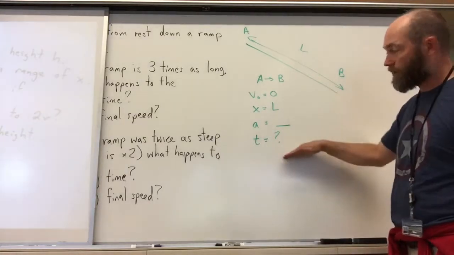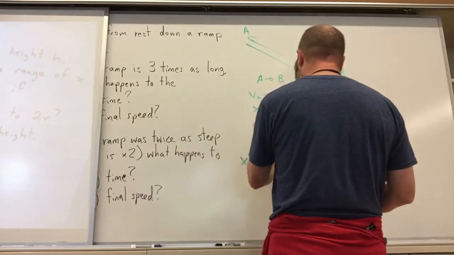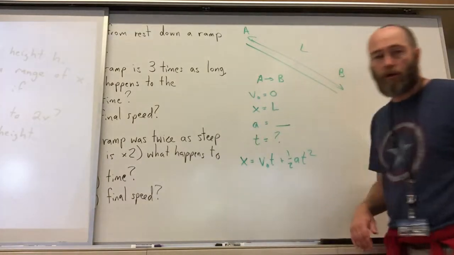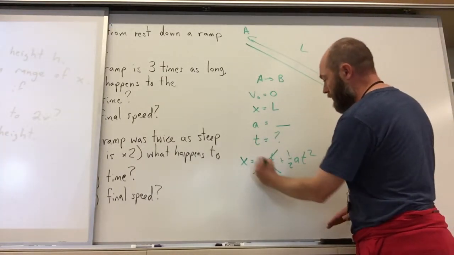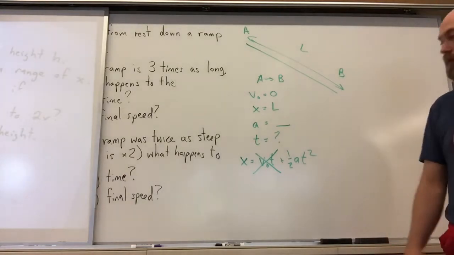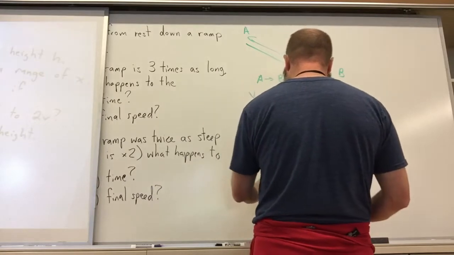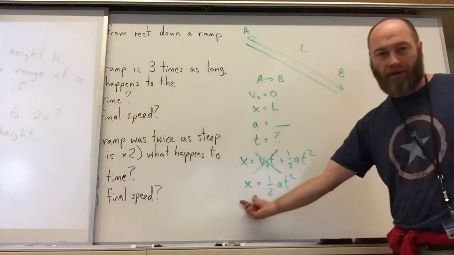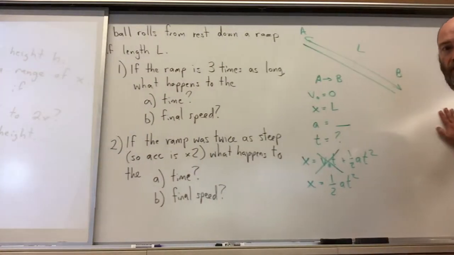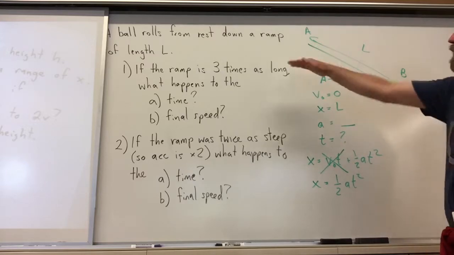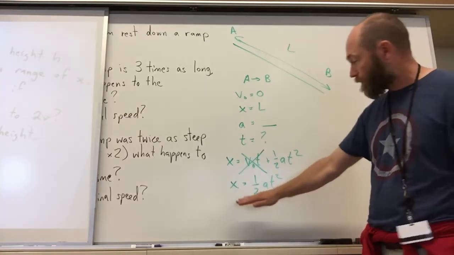All right, so let's take a look. Do I have an equation that relates all this stuff? I sure do: x equals v0 t plus 1/2 a t squared. Hopefully it makes sense that this whole piece goes away, because my initial velocity is 0. So I end up with x equals, or if you want, L equals 1/2 a t squared. So let's do the problem that's here. If the ramp was 3 times as long, what would happen? Let's just plug stuff in.